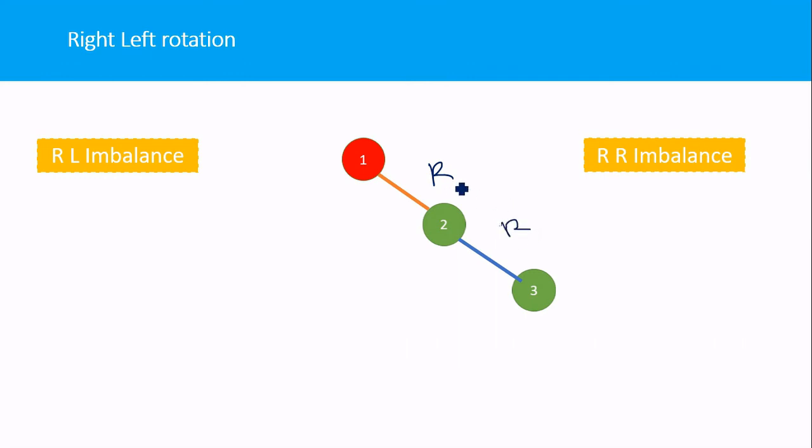Now to solve the RR imbalance, as we saw previously, we have to perform a left rotation here, so that node 1 becomes the left child of node 2. Now the balance factor of all the nodes is 0. So this is how the AVL tree maintains its balance after insertion or deletion operations using these 4 rotations.